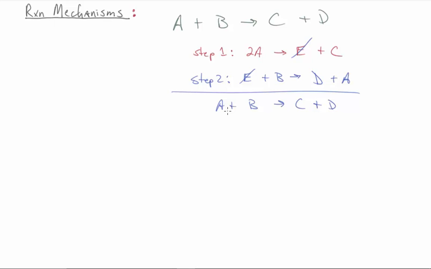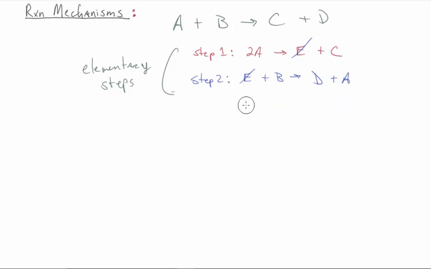Okay, and so now for some vocabulary. We are going to call these steps elementary steps, or you might see them referred to as elementary reactions. Elementary steps or elementary reactions are just the series of reactions that occur during the process of an overall reaction. Now, I'm going to erase the bottom of this because I just want to talk about the elementary reaction.